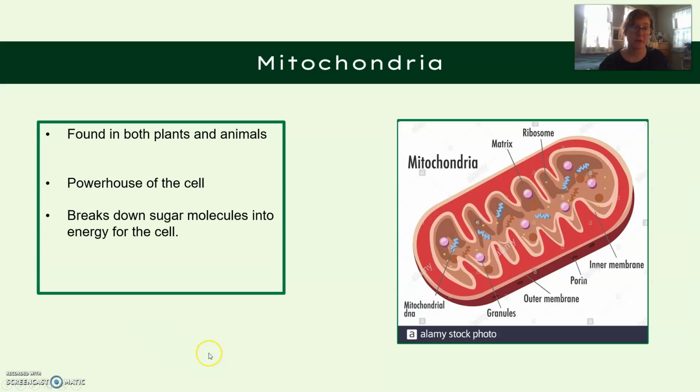The mitochondria, remember we talked about the mighty mitochondria. The mitochondria is the powerhouse of the cell and is found in both plants and animals because it breaks down sugar molecules into energy. So remember, plants get sugar from the energy from the sun. That's how they create the sugar. Animals or humans, for example, we get our energy from eating food. But both of us, whether we're a plant or an animal, have to break down sugar in some way, and that's what the mitochondria is for.